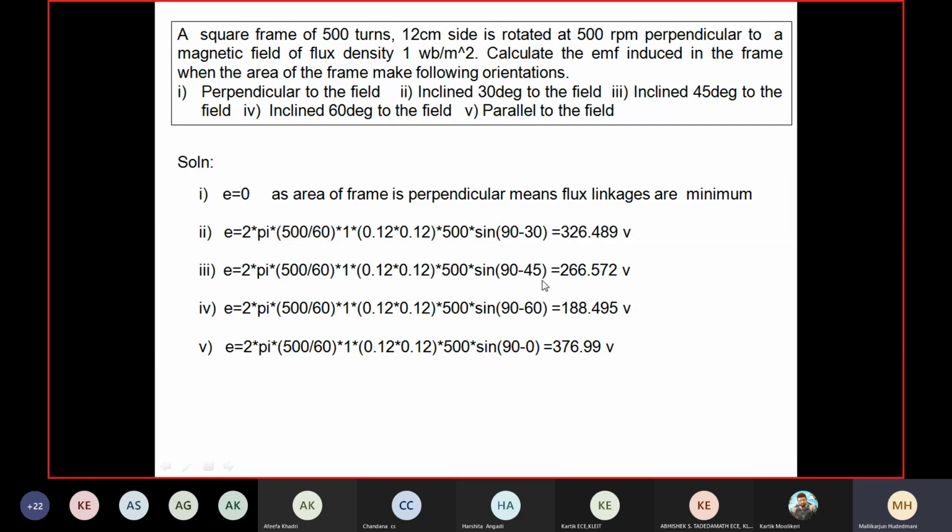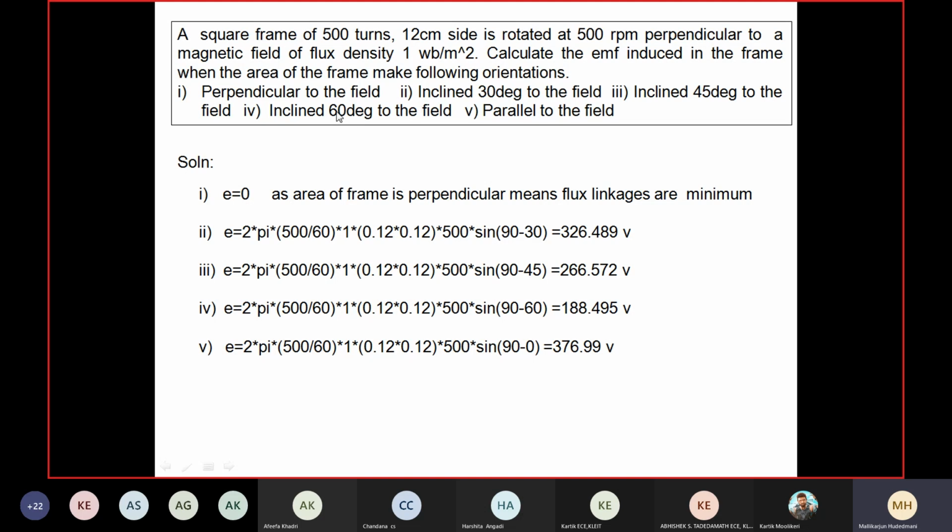When I change the angle from 30 degree to 45 degree, you can just see the numerical content. It is just a substitution of the angle theta in the equation. It is 2 pi 500 by 60 into 1 into area of the frame 0.12 into 0.12 into number of frames 500 into the sinusoidally varying operator, 90 minus the given angle 45, which is 266.57. So I'm not doing any great work here. I'm just reusing the derived equation 2 pi f ban sine theta, substituting the given content properly and getting the answer.